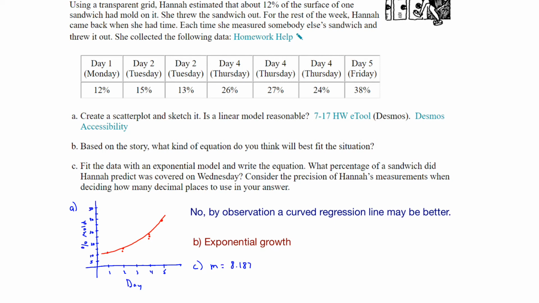8.187 times 1.338, and then we'll raise that to our independent variable, which we'll call D for days. So that would be the curve regression line for exponential that you would have got on your calculator. And then if we want to make a prediction for Wednesday, that would be day 3. So we would take day 3 and plug it into our model to make our prediction.